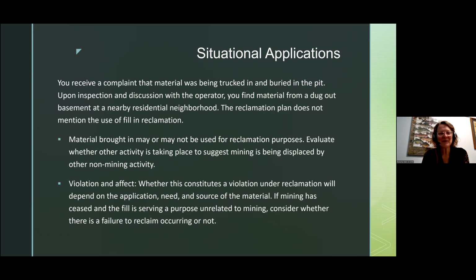A lot of reclamation plans just say we're going to do 3-to-1 slopes and we're going to revegetate and be done. But maybe some subsoils are needed in order to get revegetation going, and so they're going to have to bring something in, right? Well, you do need to know something about the material that's being brought in, how much is needed, where it's going to go, and what it's going to be used for. So maybe you want to consider modifying the plan.